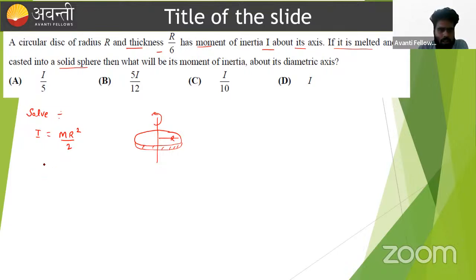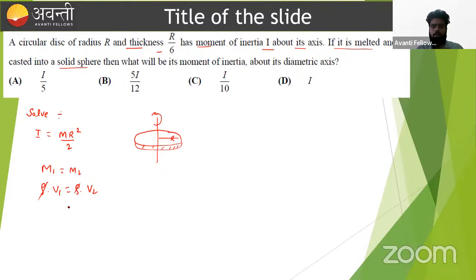So we can say that mass is conserved here, so m1 equals m2. What is m1? Density into volume. What is the volume? V1. What is the density? Rho. Similarly for V2. So rho and rho cancel out, and we can say V1 equals V2 here.